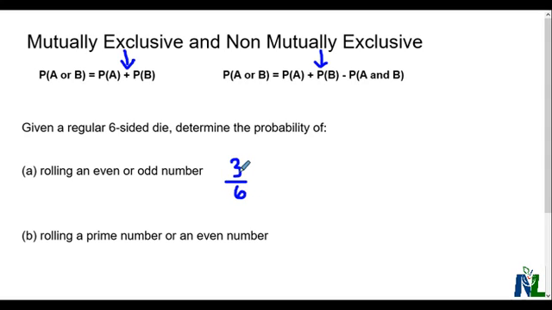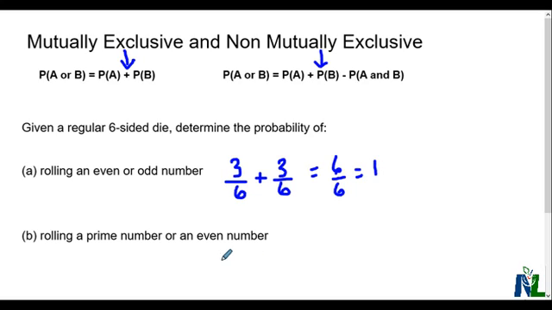So getting an even number would be 3 out of 6 because there's 3 even numbers on the die, 2, 4, and 6. There are 3 odd numbers on the die, so that's 3 out of 6. So adding those together, I get a probability of 1, rolling an even or an odd number.